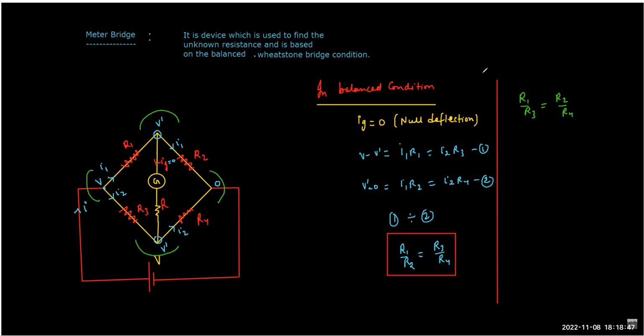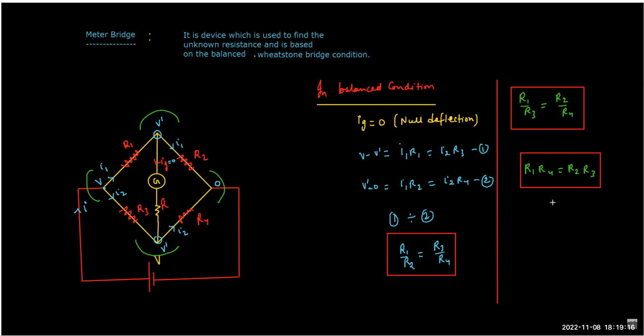And the third way of writing, you can say the third form of writing, is if you take the cross product, so R1 R4 is R2 R3. So if the cross product of resistances has the same values, then it is again the balanced Wheatstone bridge.